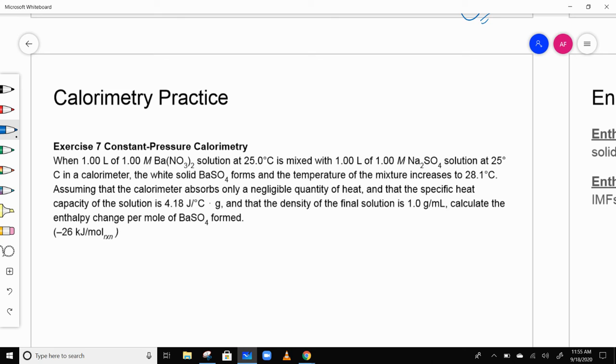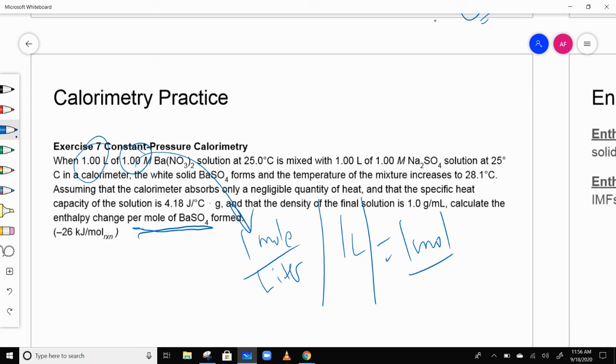Let's see here. 1 milliliter of 1 molar BaNO3 solution, 25, mixed with another solution, 25. It's the same thing you just did before. Oh, this one they want per mole. So you have to figure out how much energy is released, just like we did before. And this is 1 molar in 1 liter, so 1 mole per liter. That's the molarity, times 1 liter will give you 1 mole. So this is kind of stupid, because whatever you get for the amount of kilojoules is just divided by 1. Same thing.